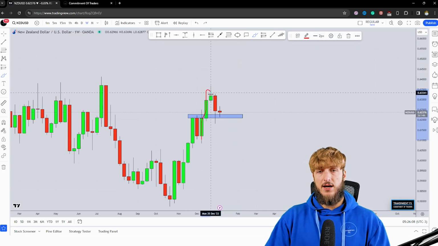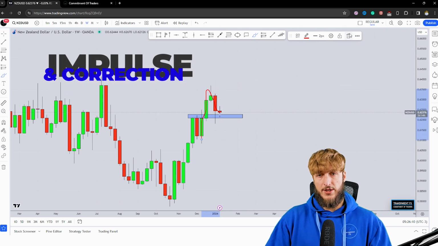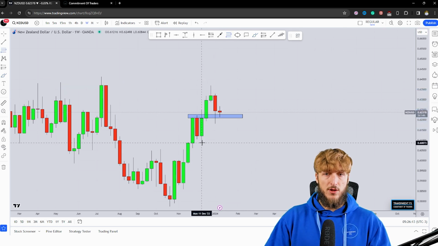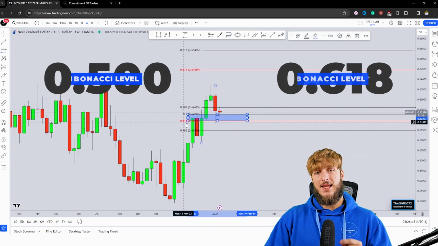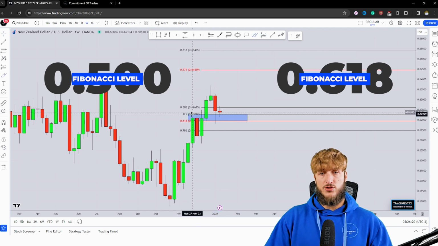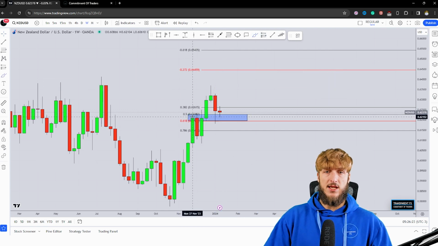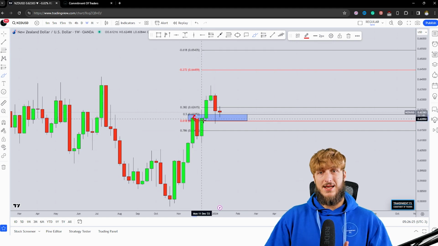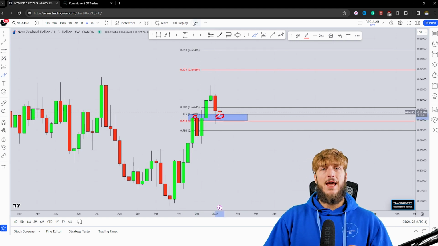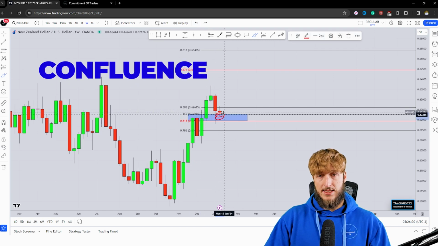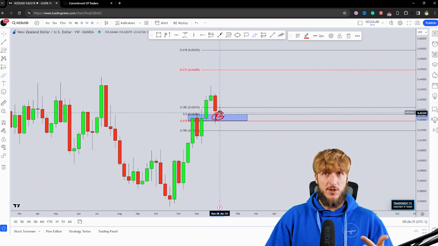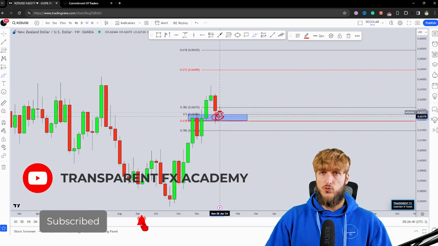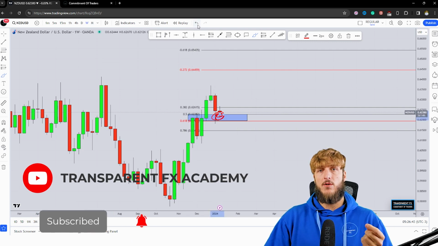Now, generally speaking, after an impulse, if you want to measure the correction, you have to take your Fibonacci from the low to the high of the impulse leg. And if we do that, we can see how we have the 50% and 0.618 Fibonacci retracements aligning up exactly at this area, which is also, as we just said, previous weekly resistance turned support. And this creates confluence of support inside of this area because we have both the 50%, 0.618 Fibonacci retracement levels and also the previous horizontal resistance now turned support, all lining up in the same area of price.